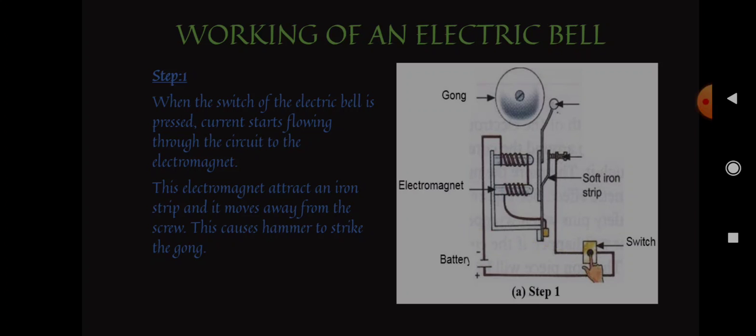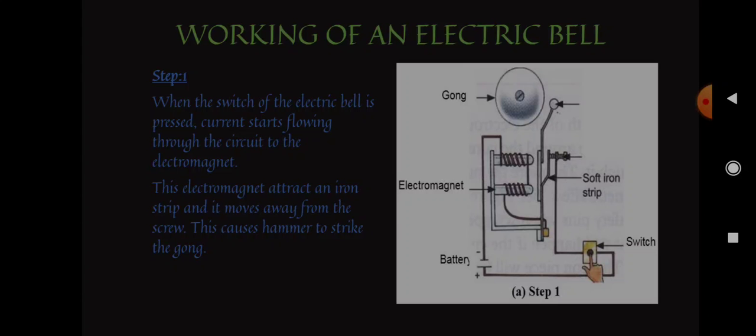So when it behaves like a magnet, at that time you can see over here that this one is a soft iron piece. Okay, so when the electromagnet behaves like a magnet, definitely it is going to attract the soft iron piece towards itself. Due to that reason, the hammer which is attached with this soft iron piece is going to strike the gong.